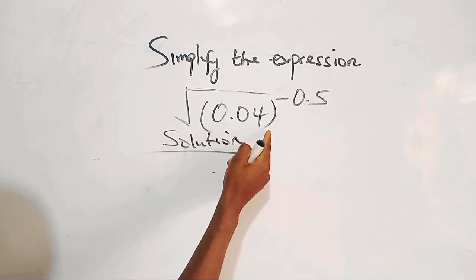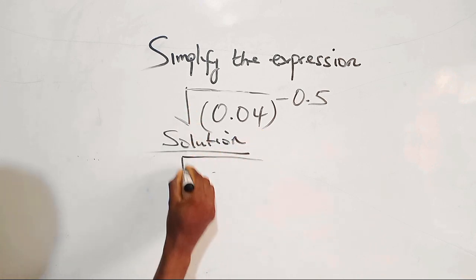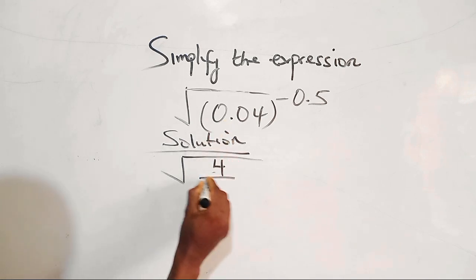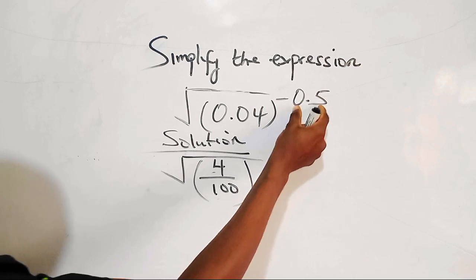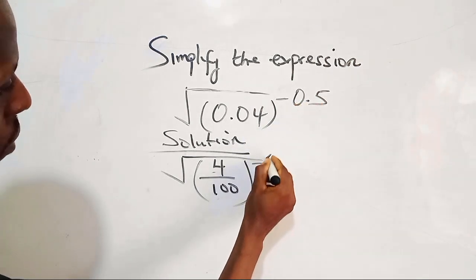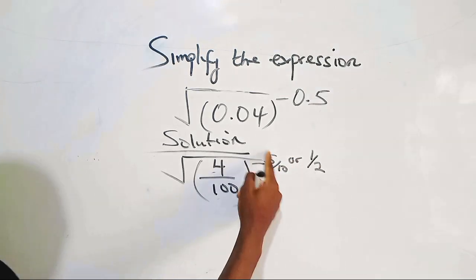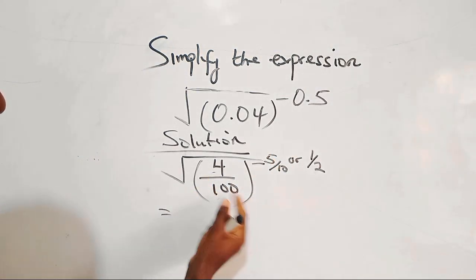Okay, for 0.04, I can write this as a fraction. So don't forget our square root is back. Okay, so we have here 4 over 100. When we change this to a fraction, for the negative index, I can write this as 5 over 10, or I say 1 over 2, and I simplify it. So I can simplify this further.